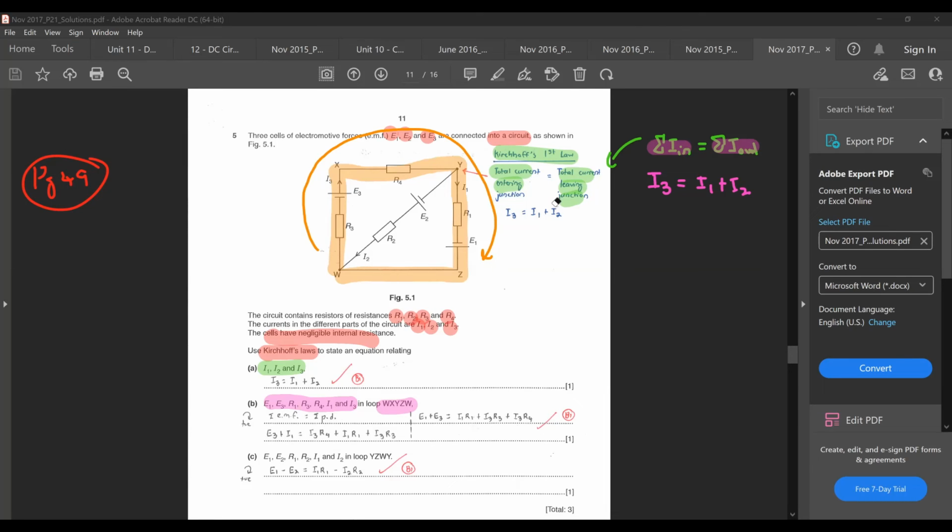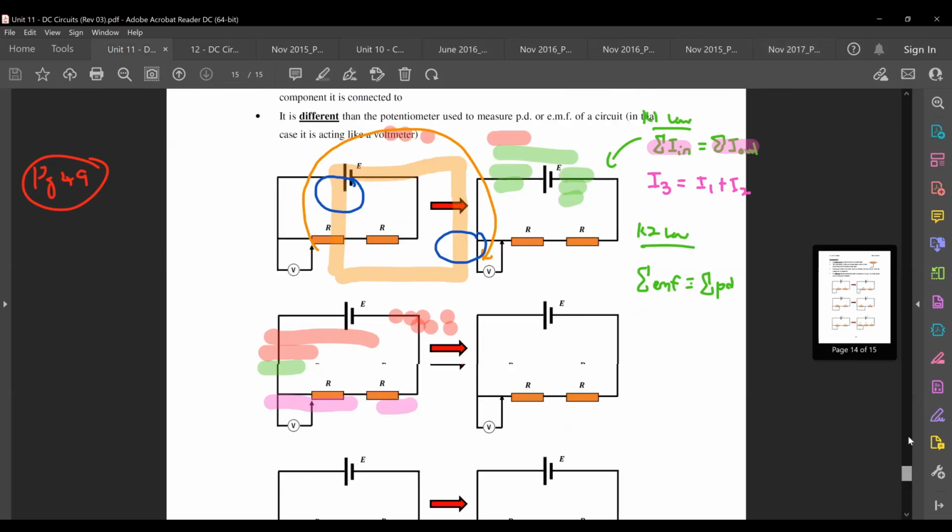clockwise. Okay, so from K2 law, this one is K1 law. From K2 law, which tells you sum of EMF is equal to sum of PD, you will have to start summing out your EMF. What are your EMFs here? This one I'll circle in blue. From this orange colored loop, what are your EMFs? This one is E1. This one is E3.